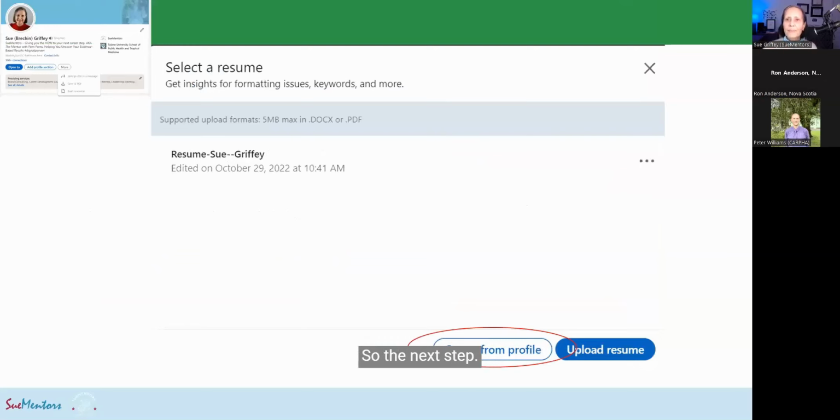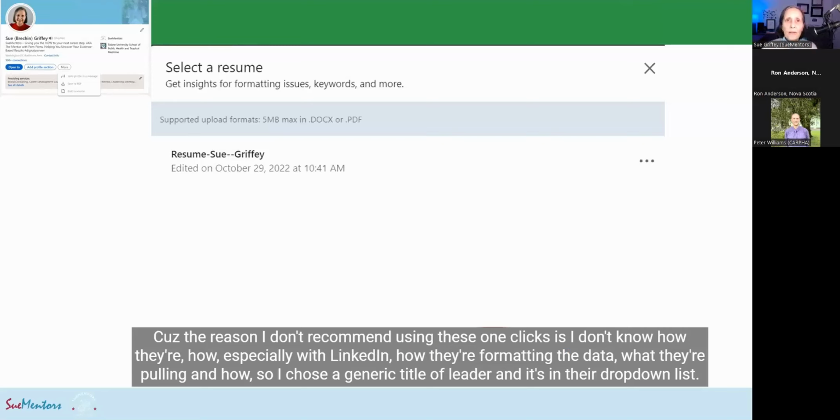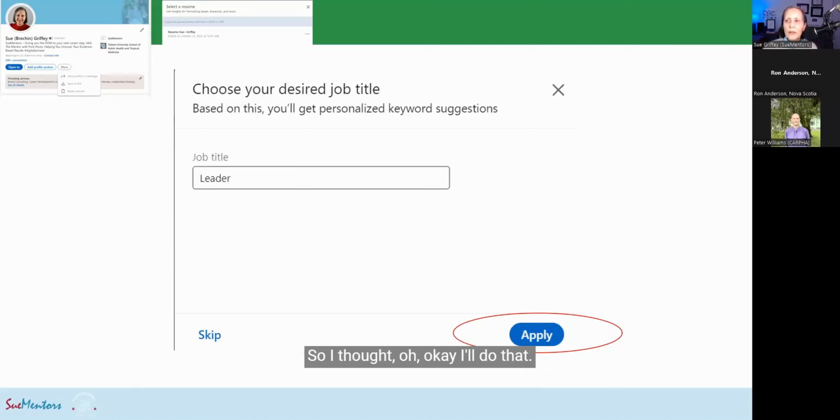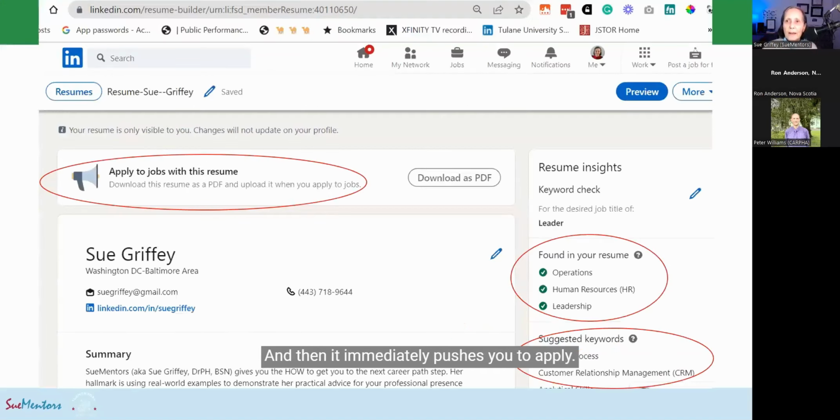So the next step gave me 2 choices, upload the resume or create it from a profile. And I said, oh, I'll see if they'll create it. And I want to see what it looks like. Because the reason I don't recommend using these one-clicks is I don't know, especially with LinkedIn, how they're formatting the data, what they're pulling and how. So I chose a generic title of leader. And it's in their drop-down list. So I thought, oh, okay, I'll do that. And then it immediately pushes you to apply.